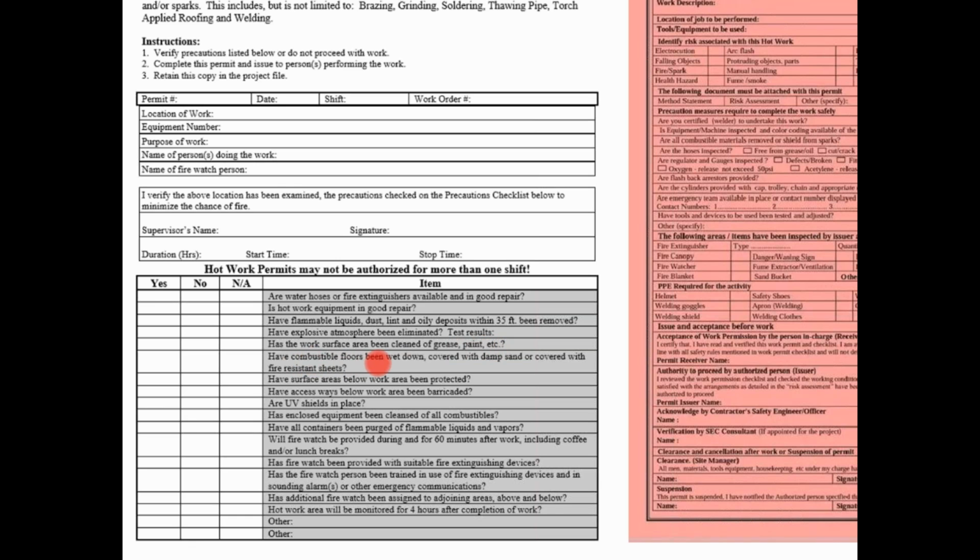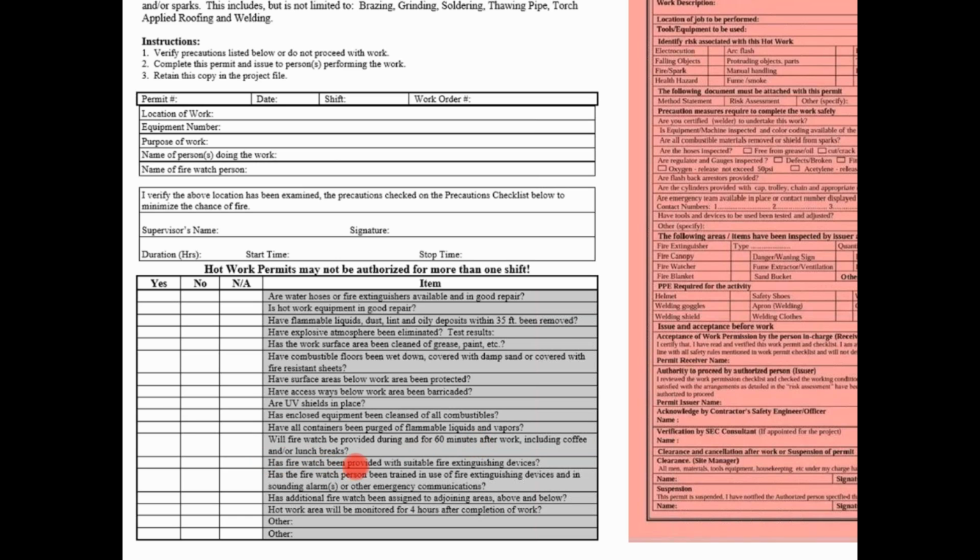Have combustible floors been weighed down, covered with damp sand, or covered with fire resistant sheets? Has the surface area below the work area been protected? Have access ways below the work area been barricaded? Are UV shields in place? Has enclosed equipment been cleaned of all combustibles? Have all containers been purged of flammable liquids and vapors? Will fire watch be provided during and for 60 minutes after the work, including coffee and lunch breaks?